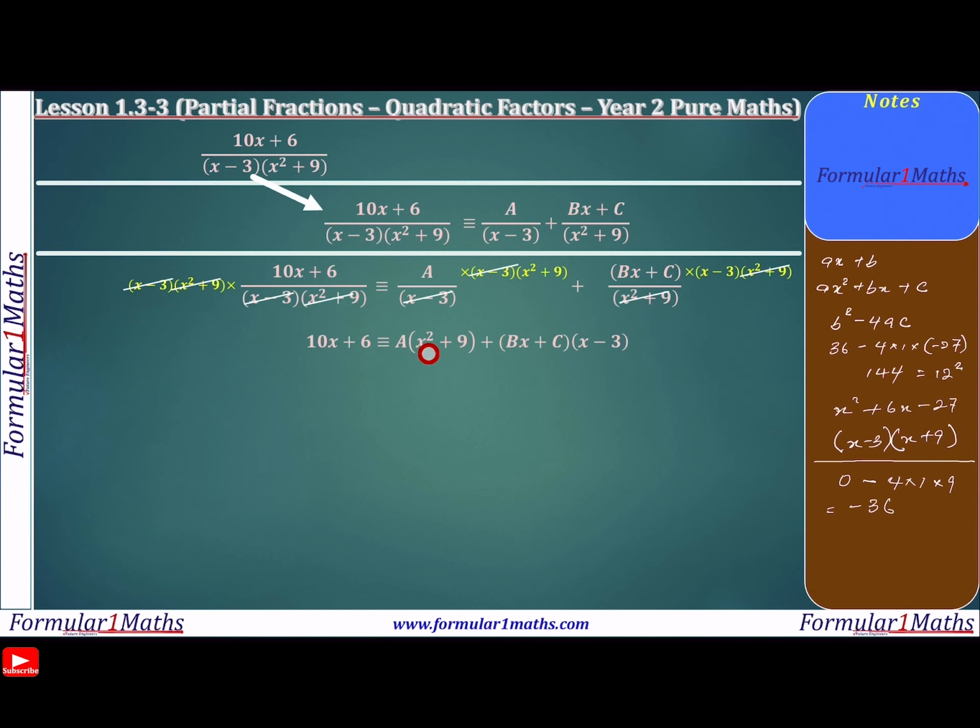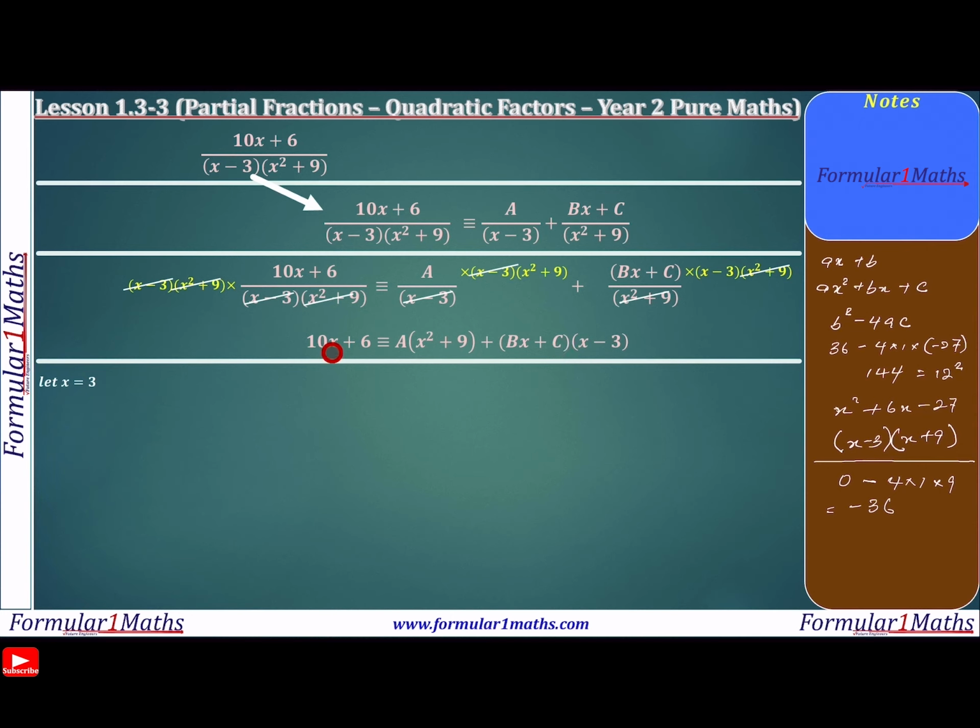And a(x squared plus 9) plus (bx plus c), all of that times (x minus 3), on the right-hand side. So this is a point where we can proceed by using either the substitution method or the comparing coefficient method. On this occasion, I'm going to use the substitution method to find the values of a, b, and c. So I'll let x equal 3. In that case, the whole of this term will be eliminated because 3 minus 3 is 0, and 0 times all that will be 0.